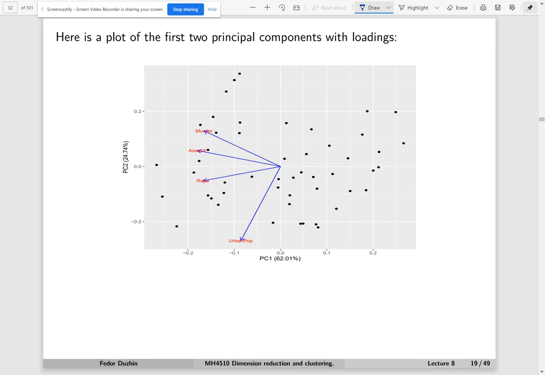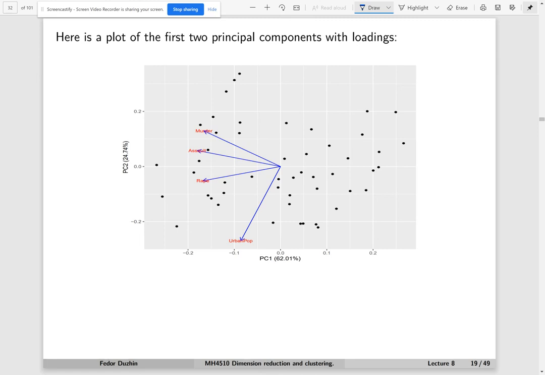So here is a plot of the first 2 principal components with loadings. Here we show how urban pop, rape, assault, and murder, the original variables, can be expressed as linear combinations of the first 4 principal components, but we only show the coefficients for the first 2, right?